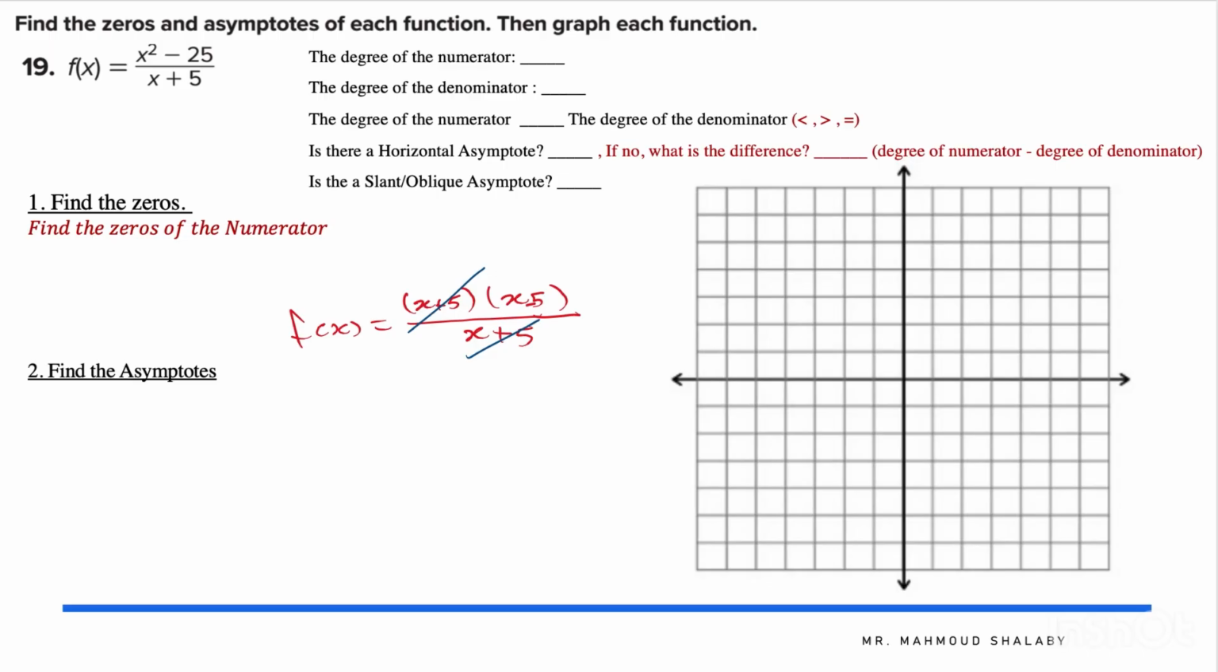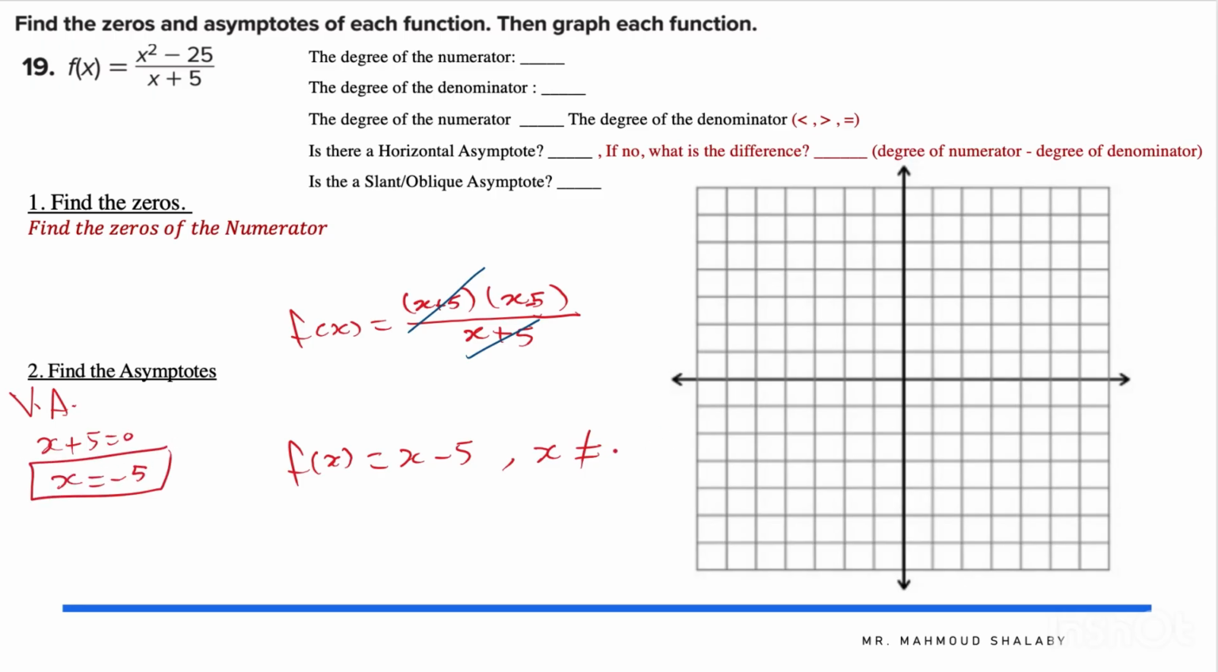So in this case, I must write the function in the simplest form as f of x equals the remaining part, x minus 5, but I have to mention where x cannot be the zero of the denominator or the vertical asymptote, which is x plus 5 equals 0, so x equals negative 5.